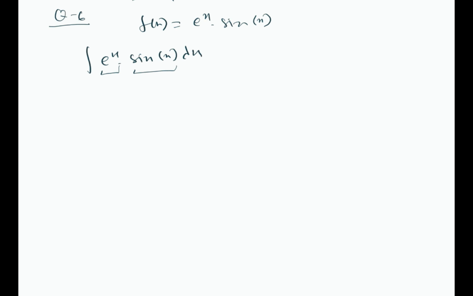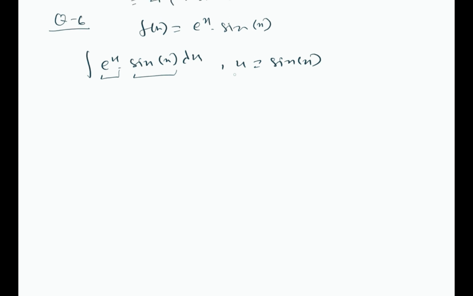According to the rule of integration by parts, which is LIATE, our u would be sine of x, because the trigonometric function comes before the exponential function, right? So if we differentiate this function, du/dx is equal to the derivative of sine x, which is actually cos of x. So we can write du is equal to cos of x dx, right?